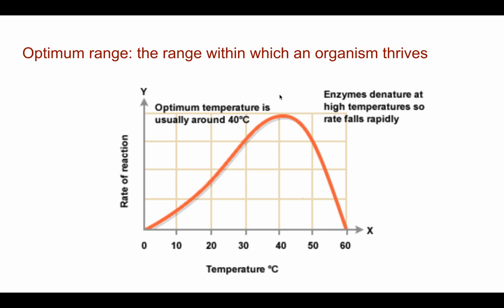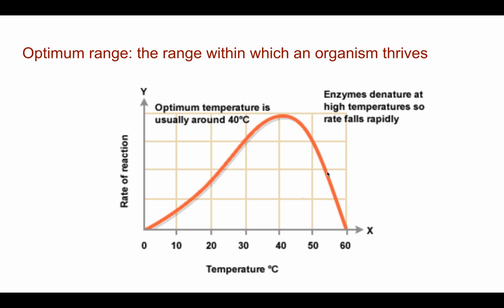If we have a look here, where's the curve at the highest? It's highest here between 30 degrees and 50 degrees. And if we come down here from the peak to 40, we would say that the optimum temperature is here at 40 degrees. And I would say that in this range here, from 30 to 50, this is the optimum range.